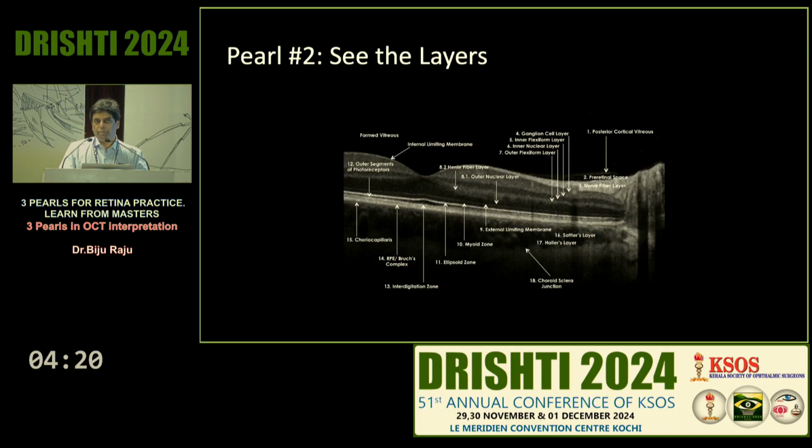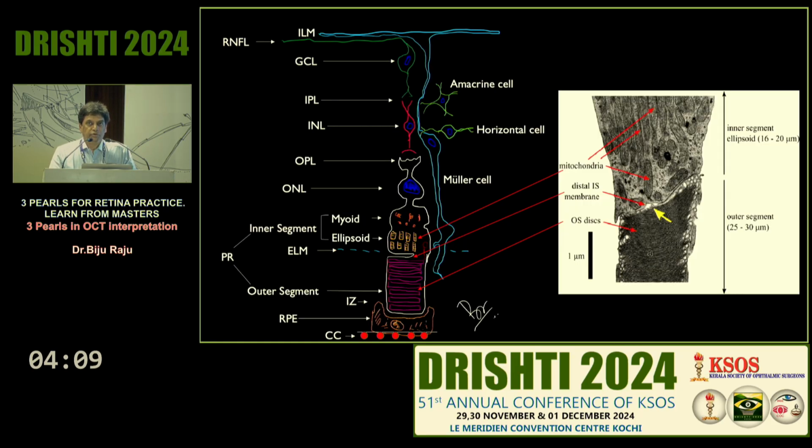My second pearl would be to see the layers. When I say see the layers, I would say see through the layers and see beyond the layers, because we all know what the layers of the retina are and how they appear on OCT. But we should understand that they are all reflectivities, and the bands that come on OCT can be correlated, or sometimes cannot be correlated, with histopathology. For example, when you look at the ganglion cell layer, it's a hyporeflective layer that is well correlated with its counterpart on the histopathology slide.